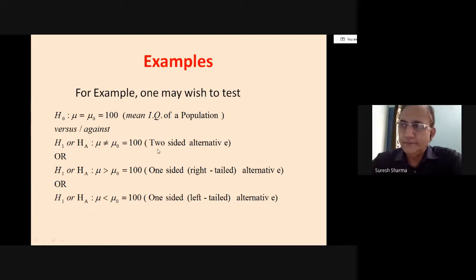Now the question is, in the population generally we are not sure. So most of the time, 80 to 90% of cases, we always take a two-sided alternative. A one-sided alternative is to be taken only when you are 100% sure about something, then and only then. Let me give you an example of being 100% sure.